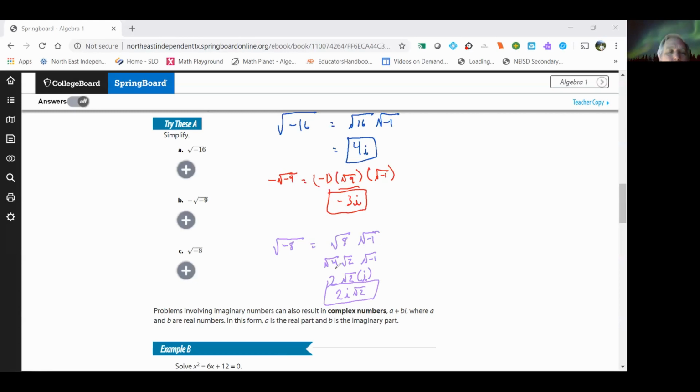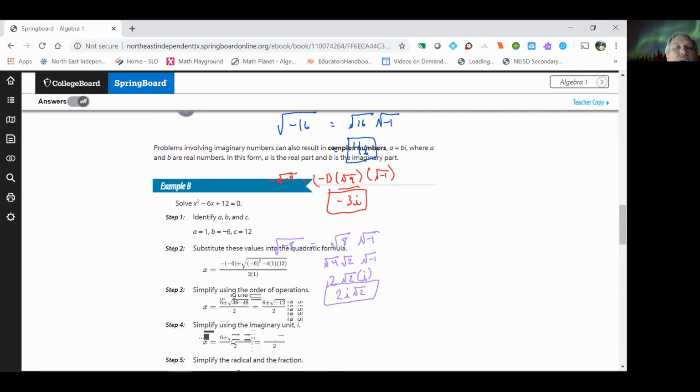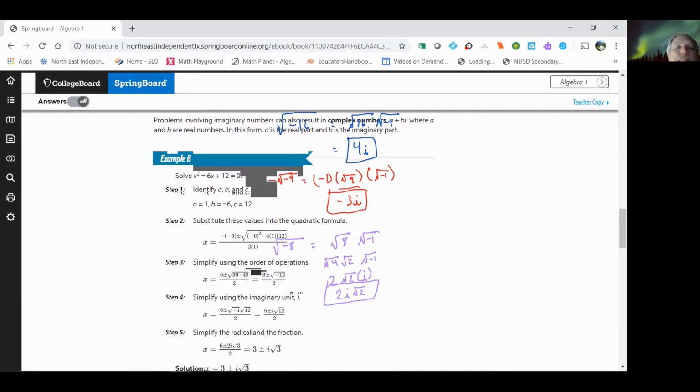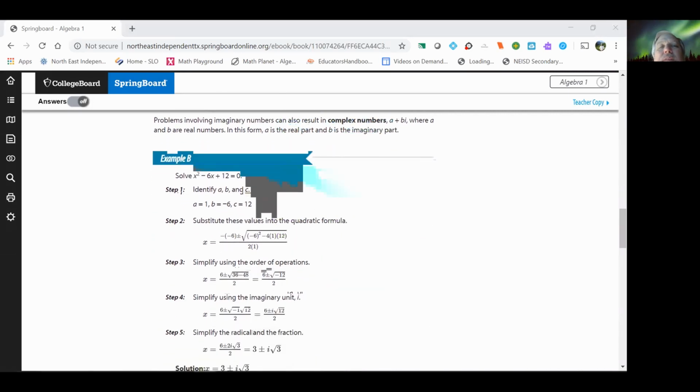Problem solving involving imaginary numbers can also result in complex numbers. A complex number is a plus b times i, where a and b are real numbers. In this form, a is the real part and b is the imaginary part. And so when we solve these using the imaginary number, we can create this complex answer, a plus bi.